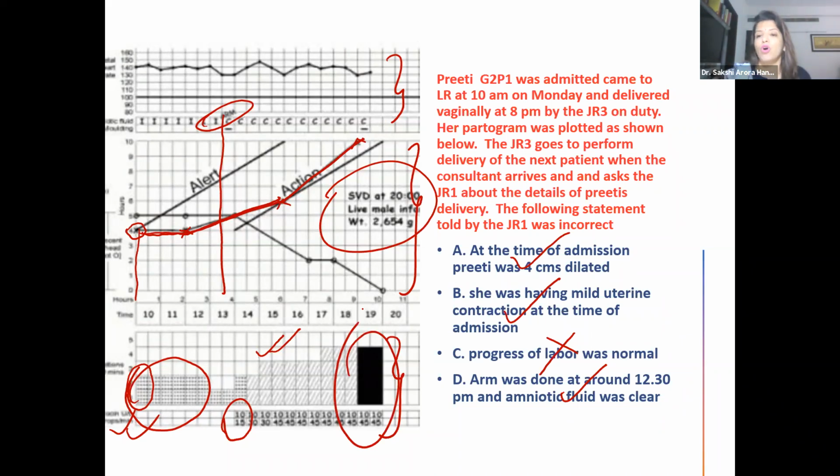So the problem here was mild uterine contractions, and that is why this was dealt with by doing artificial rupture of membranes and by starting oxytocin. So always, whenever the action line is touched, that does not mean that you have to do a cesarean section. Action, as I told you, depends upon what problem is there, right? So in this case, the problem was not good uterine contractions, and the moment you dealt with not good uterine contractions, the problem was solved, right?